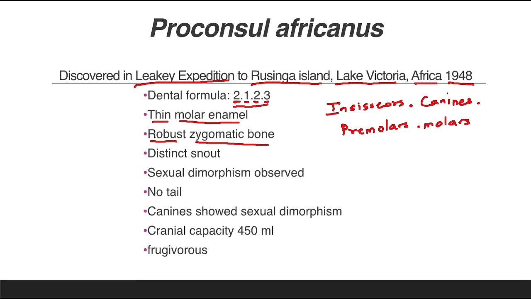ठीक है, jaws को कहाँ से connect करता है? Skull से connect करता है. That is called as zygomatic bone. Now snout is very distinct.